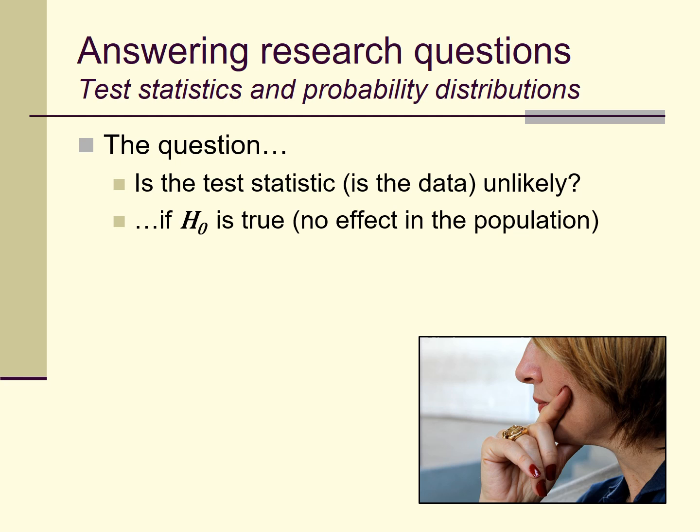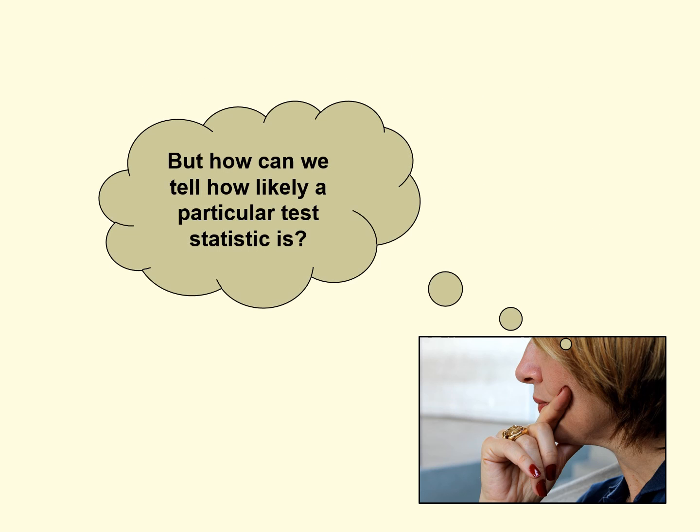So is it unlikely that I would find a sample of data in which there's a fairly large difference between these two treatment groups, the people who got the new treatment and the people who did not, if in fact in the population of all possible data there is no average difference between those two groups? Is it very likely, or is it very unlikely? So of course, how can we tell how likely or unlikely a particular test statistic is, like the one we just calculated in our data set?